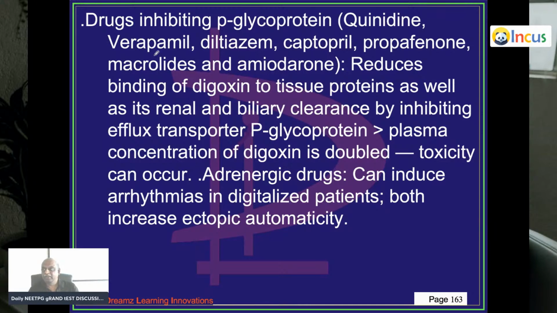Quinidine, verapamil, diltiazem, captopril, propafenone, macrolides, amiodarone, anything can cause digoxin toxicity by inhibiting the P glycoprotein.